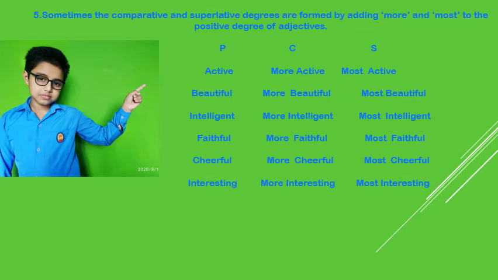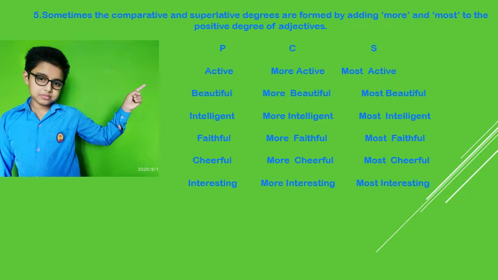So the positive degree here is given active. The comparative degree of active here is given more active, and the superlative degree of active here is given most active. So you can observe here that in the comparative degree of active, here it is given more active. Here you can observe that more has been added before the word active. So the rule is that sometimes there are words in which we have to add more before the main positive degree.